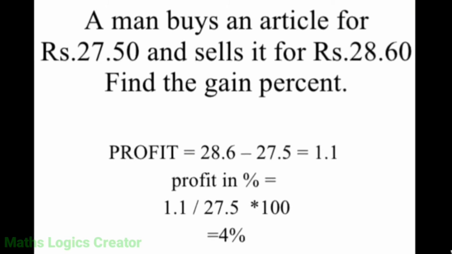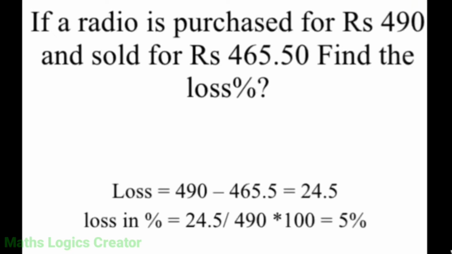Let's get into the second problem. If a radio is purchased for 490 and sold for 465.5, find the loss percent. Someone bought a radio for 490 rupees and sold it for 465.5. He's going to get a loss because he sold it for a lesser price than he bought it. Loss is cost price minus selling price, so the loss is 24.5. Loss percentage is equal to loss divided by cost price into 100. So loss is 24.5 divided by 490 into 100. The loss he's going to get in this whole transaction is 5%.